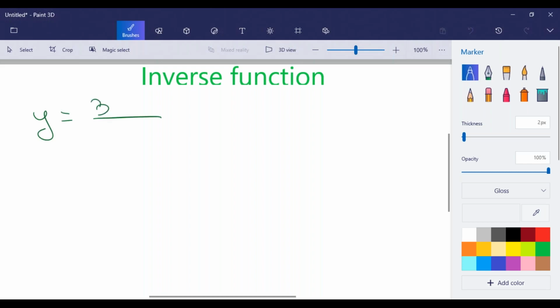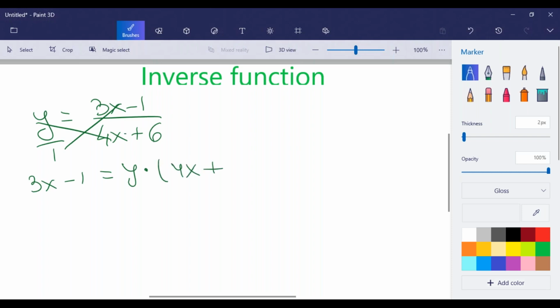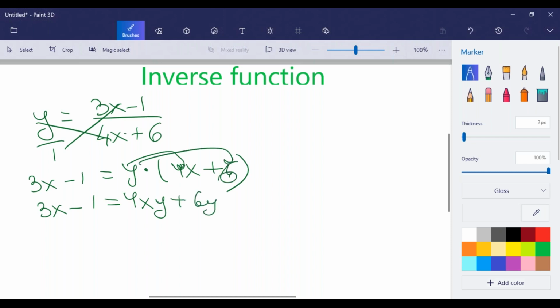y equals (3x minus 1) over (4x plus, for example, 6). Again, I need to make x the subject of the formula, but I have x on both sides, yes? It means I will do factorizing. First of all, cross multiplication. 3x minus 1 equals y multiplied by (4x plus 6). So 3x minus 1 equals 4x multiplied by y plus y multiplied by 6.